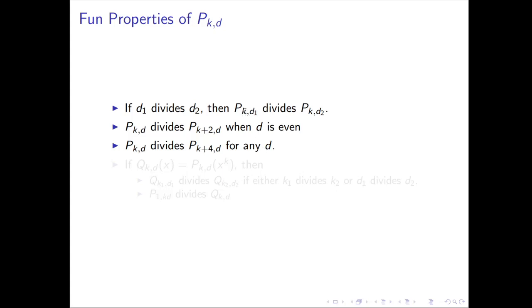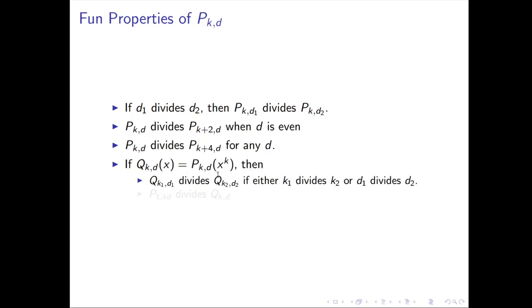Now, these polynomials don't divide each other when K1 divides K2, but you can renormalize. So if you renormalize PKD by putting x to the power k instead of x, then you get a new polynomial. And these polynomials actually do satisfy the property of divisibility. That means this polynomial Q K1 D1 divides Q K2 D2 if either K1 divides K2 or D1 divides D2. And P1KD divides QKD always. Okay. Now, these properties of divisibility, right, are seen in this table. This is a table for QKD, right? Q11 is the same as P11, 1 plus x minus x squared. And this divides every single polynomial that you see over here, right?